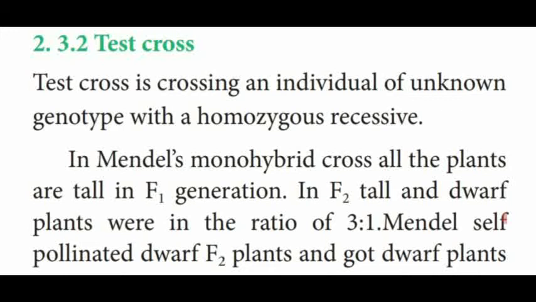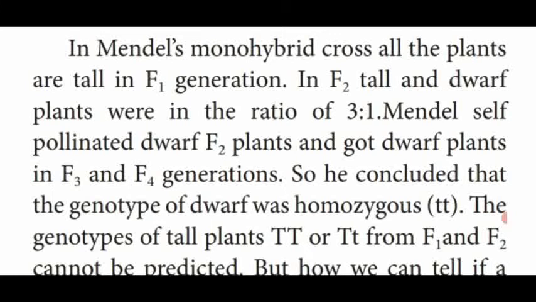The F1 generation is crossed with the recessive parental plant or an organism. That type of cross is called a test cross. Once again, test cross is crossing an individual of unknown genotype with a homozygous recessive parental plant. See, in Mendel's monohybrid cross, in the F1 generation all are tall. In the F2 generation, they have given tall and dwarf plants in the ratio of 3:1.